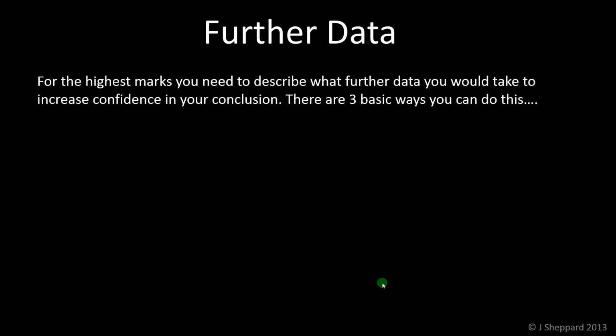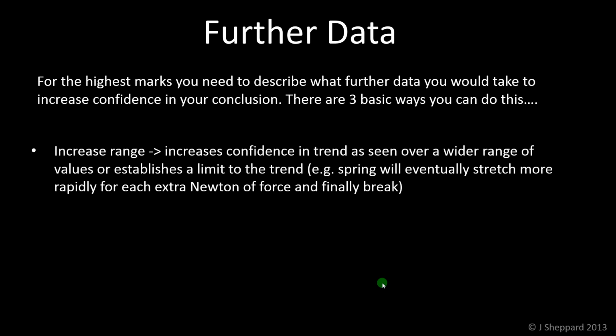So there are three basic ways you can do this, though you could possibly think of more. And the three of them are this. You can increase the range of your independent variable. So if you measured over a certain range of values to start with, if you measure over a wider range, you would at least have more confidence that your trend continues beyond that range. Because without doing the measurements, we can't really extend the trend forever.